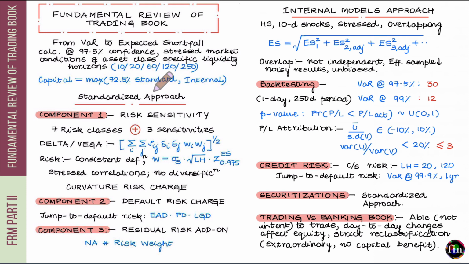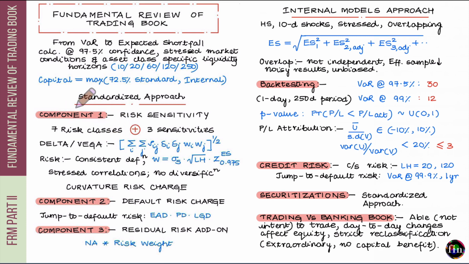Very quickly, let's take a look at the standardized approach. There are 3 components here. Component 1 is a component which is calculated using risk sensitivities. We take the trading book and we categorize all positions in the trading book into 7 risk classes. We can think of each of these risk classes to be a trading desk. So 7 risk classes will be equity, FX, interest rates, commodities, and 3 risk classes associated with credit.